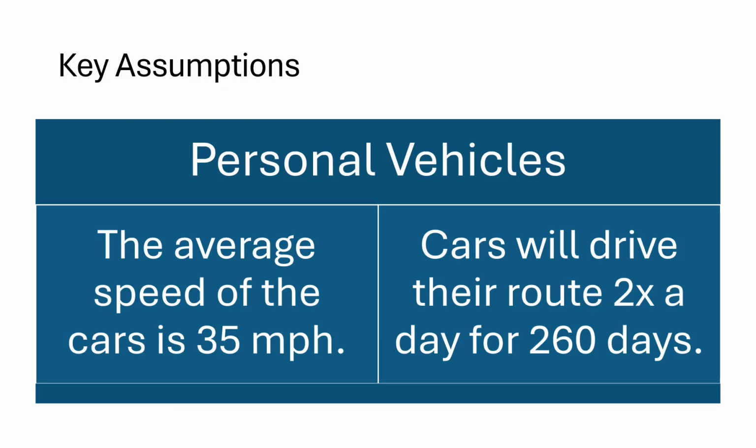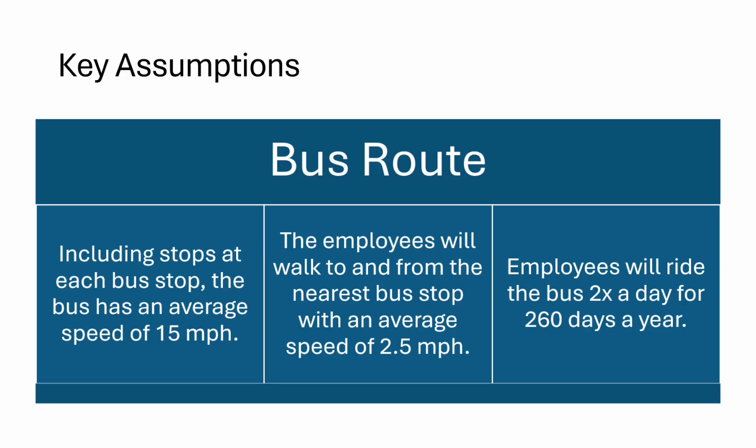For the personal vehicles, we are assuming that the employees will drive at an average of 35 miles per hour from their house to the place that they work. And we also assume that the cars will drive their route 2 times a day for 260 days. For the bus route, we are assuming that if you include the stops at each bus stop, the bus will have an average speed of 15 miles per hour. We're also assuming that the employees will walk to and from the nearest bus stop with an average speed of 2.5 miles per hour. And finally, the employees will ride the bus 2 times a day for 260 days a year.